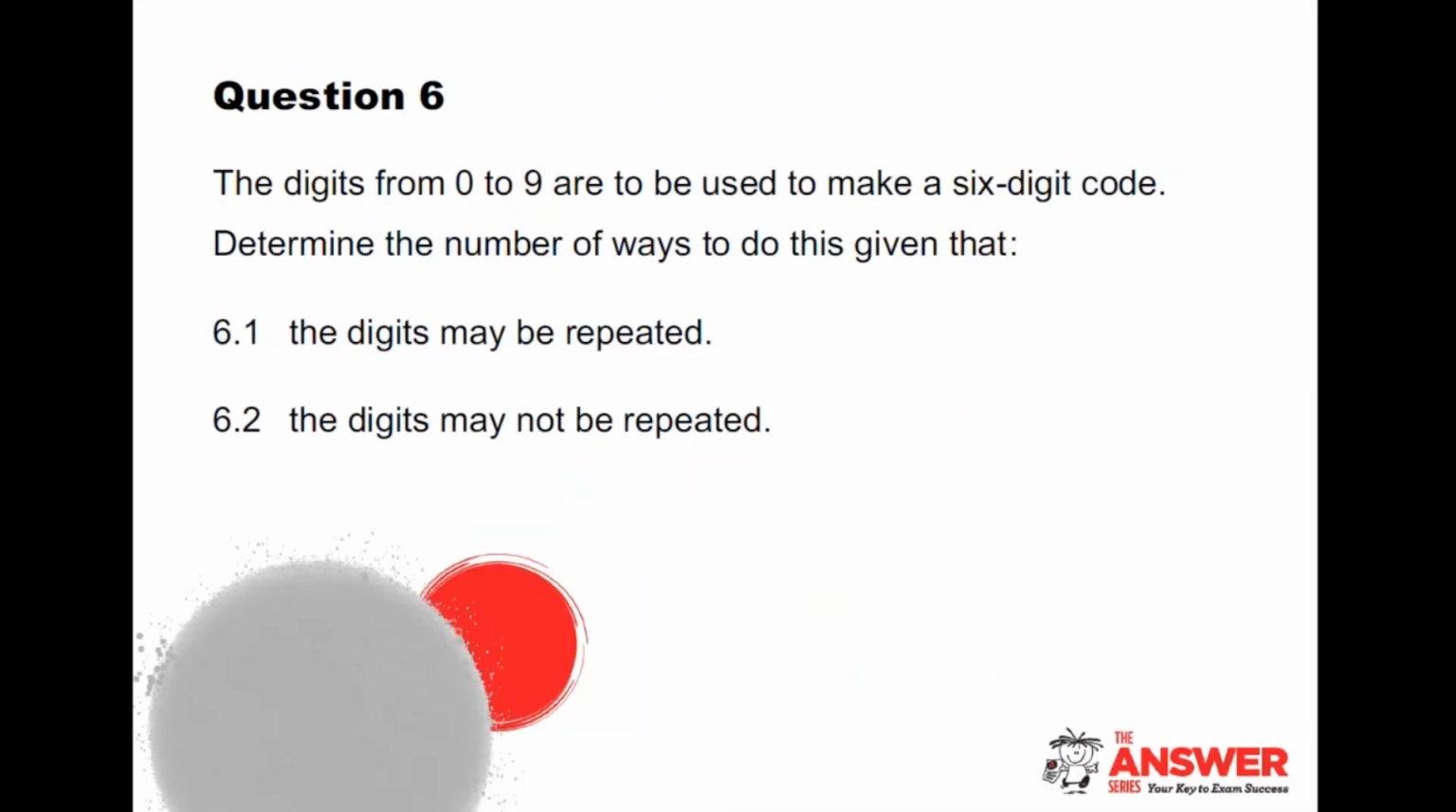Okay, so what happens if we take question 6? We're still using the digits 0 to 9, being used to make a 6-digit code now. So the previous question was a 10-digit code. This is a 6-digit code. I said we're ranking up, but we're still going slowly in the beginning. Determine the number of ways to do this, given that the digits may be repeated and the digits may not be repeated. So exactly the same question as the previous one, still with the same number of digits, but now we're doing a 6-digit code.